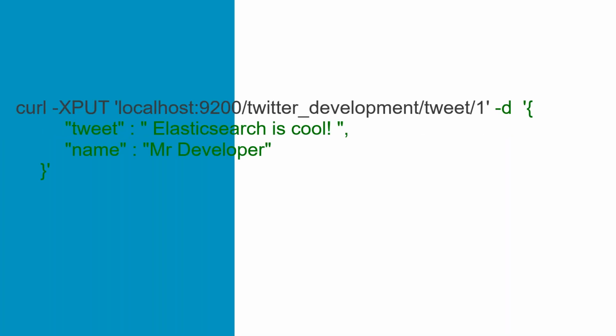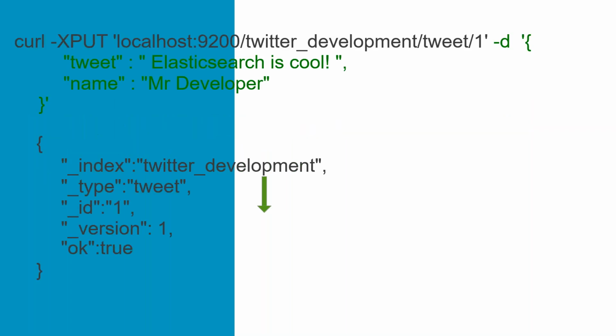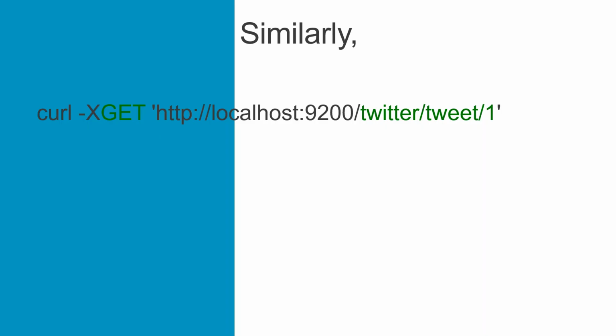Look at this complete document also. Here tweet is a field, Elasticsearch is a cool content value, name is a field and value. So this is the JSON format. This data will look like this. So when you run put, it has created one document. Basically, you said this document will be created, document number 1. So this document has been created with that content in the index Twitter development. If you want to get the same document, look at the Twitter tweet number 1 and so on.